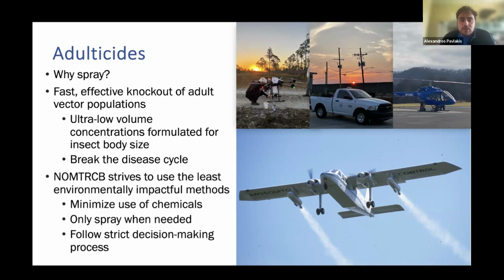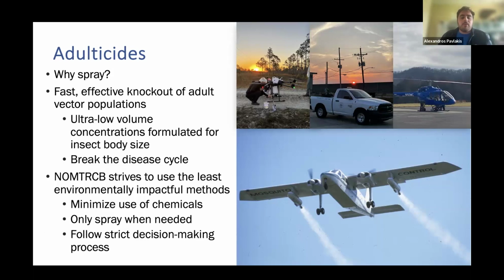But with the use of adulticides, we obviously want to keep in mind to use the least environmentally impactful methods. So we want to minimize the use of chemicals so that we're not impacting non-target organisms. We have to follow a really strict decision-making process when we do spray. Only spray when needed. Obviously, we need to follow the label because the label is the law. We want to make sure that we are showing product stewardship.